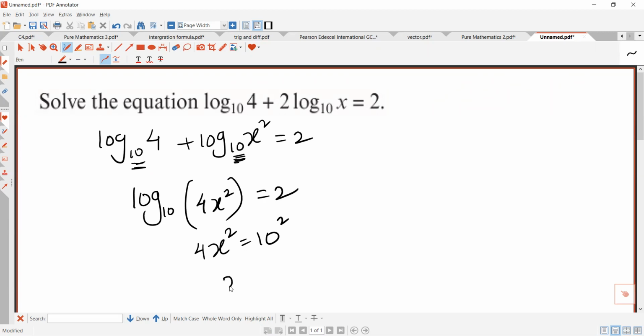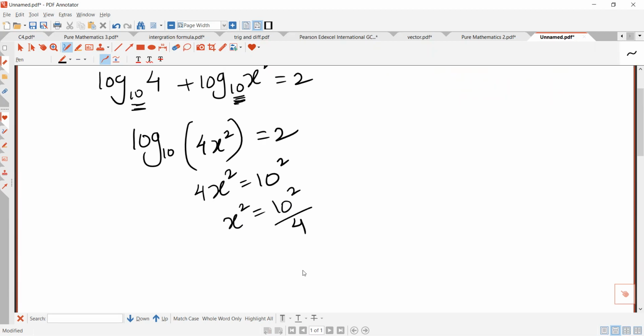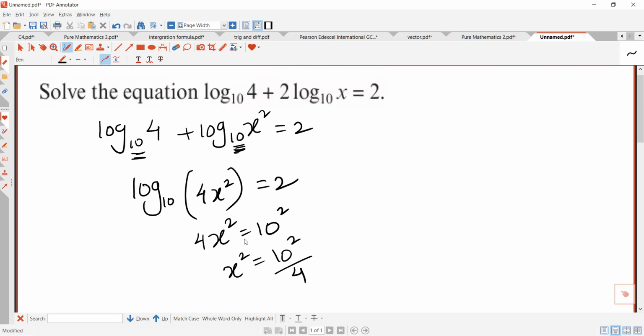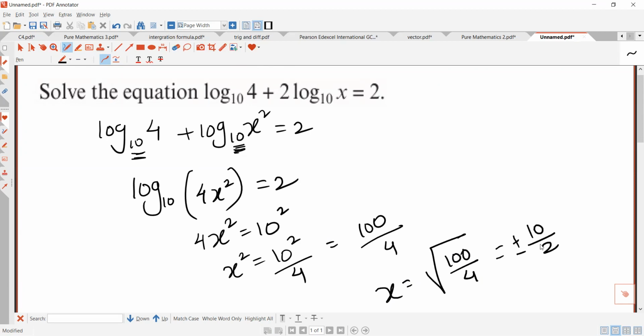So x square is equal to 10 square divided by 4. And after that, you know what to do. You guys got the x value and you solved it. We can say cancel. Okay, you can just write it like this. 100 divided by 4. Now what do you do? Root of 100 divided by 4. How much do you get? 10 by 2, plus minus.